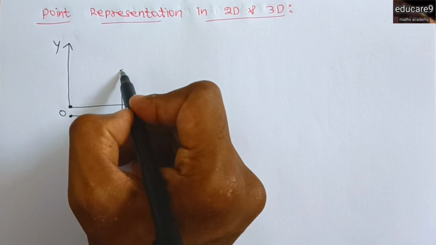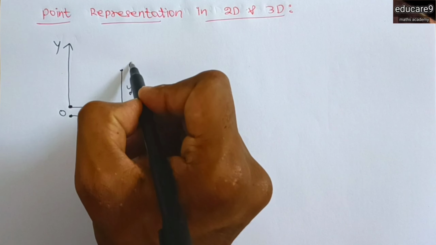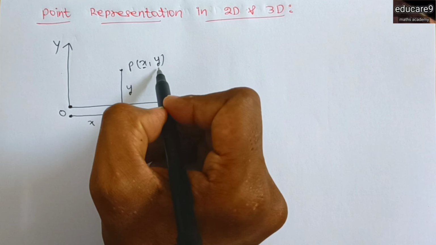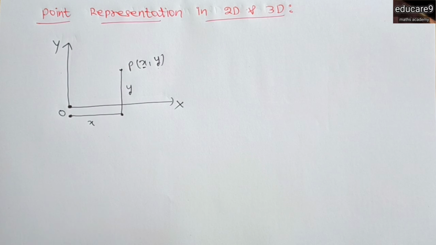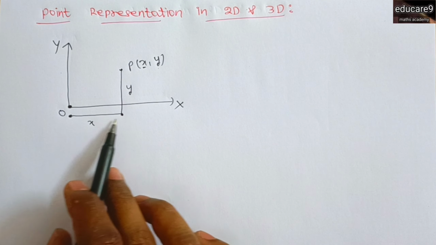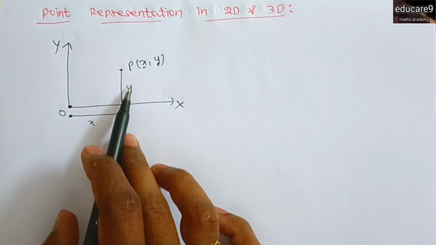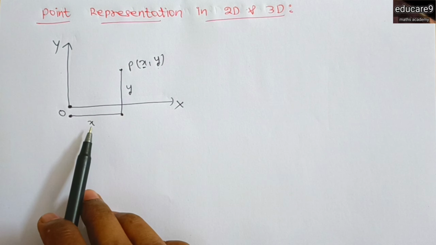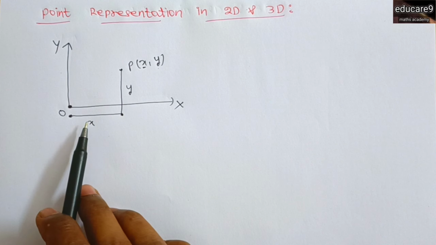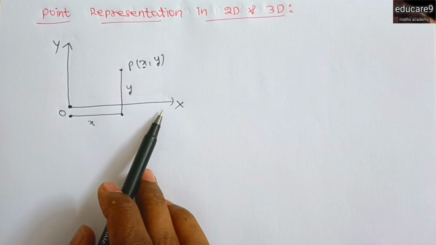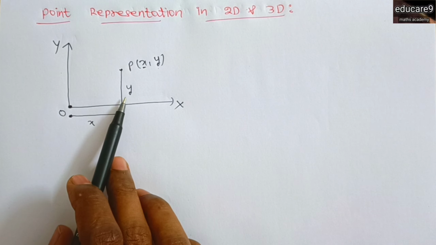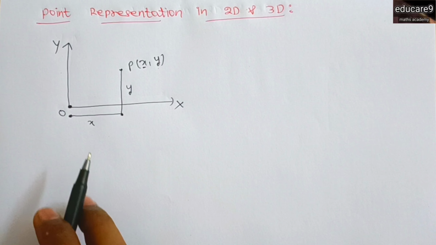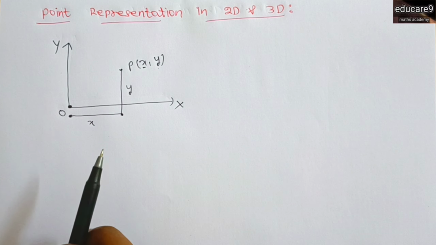Now clearly this point can be represented as P(x, y). x is the x coordinate and y is the y coordinate. So clearly x is the horizontal distance and y is the vertical distance. Or simply, x is the distance travelled by a person along the x-axis and y is the distance travelled by a person along the y-axis. So this is the representation of a point in 2-dimensional.